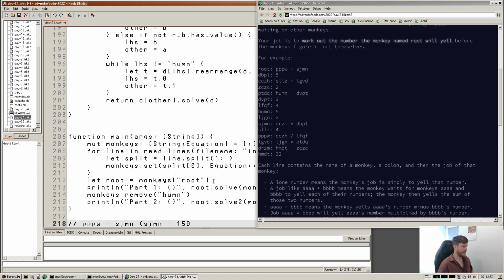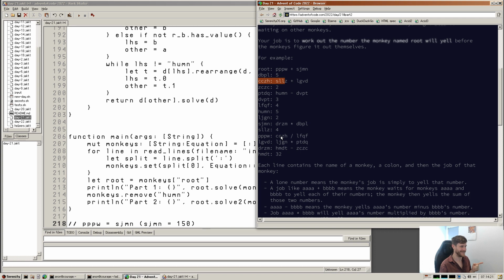And we can work this out with that solve2 method. It will basically solve both parts of these, and it will say that sjmn is 150 and ppw is unknown. And the reason why it's unknown is because it depends on this. We know that that value is 4 because it's up there, but this value we don't know.